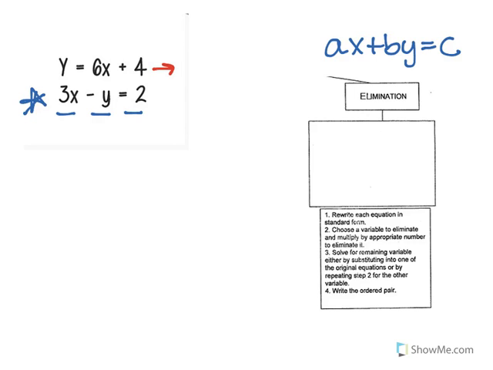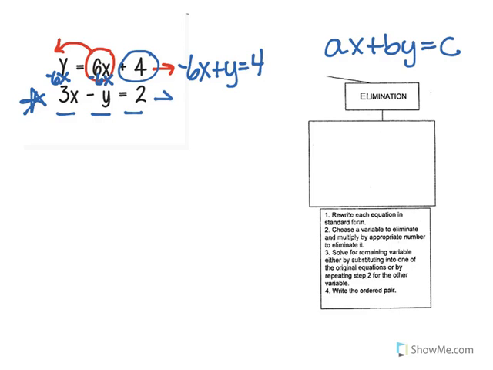So I'm going to take this equation first and I want this x to be over here on the other side with the y. So in order to do that, I need to subtract 6x on both sides. I'm only doing this because I have to rewrite each equation in standard form first. So I'm going to be left with 6x plus y equals a positive 4. Now both of my equations are written in standard form, so I can line them up.